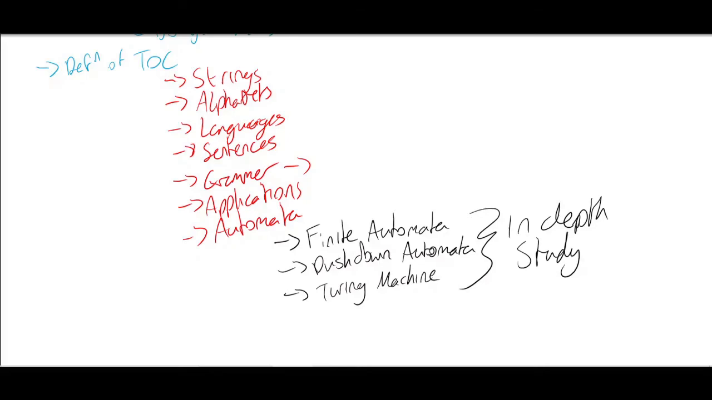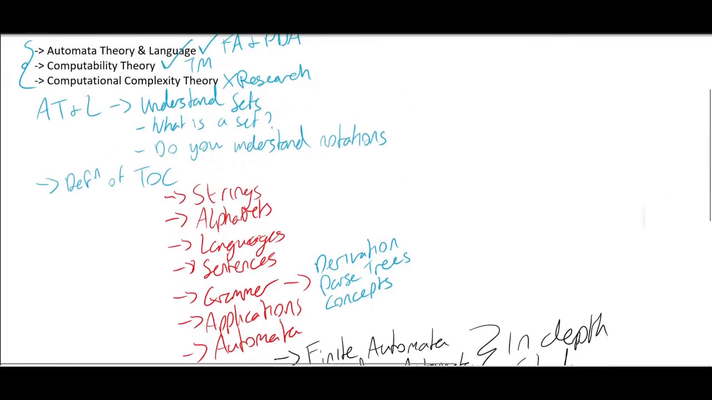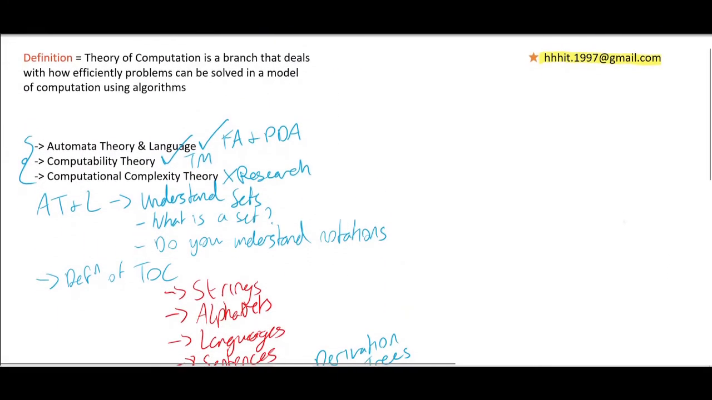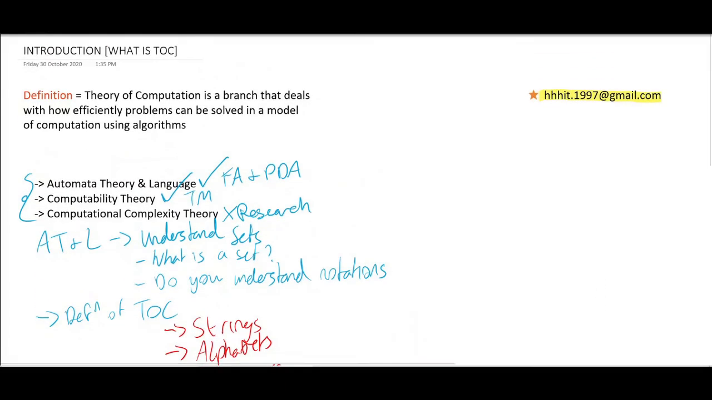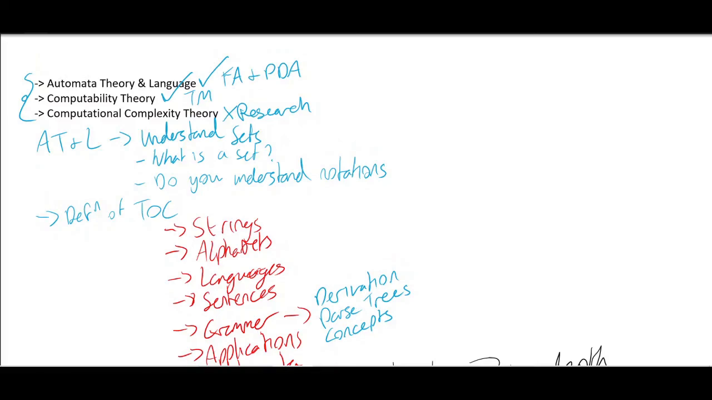And other examples of grammar include derivation. It also includes parse trees and other concepts. So that's what we'll be looking at mostly. So that's what the theory of computation is, and the definition of it, what we will be covering, what we won't really be covering, what each section includes.